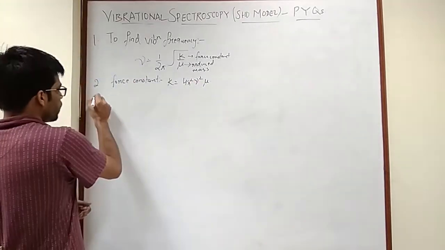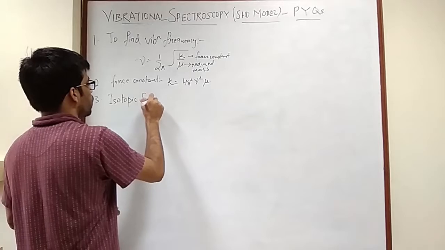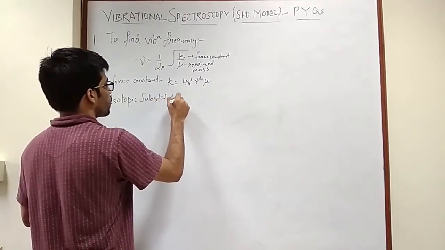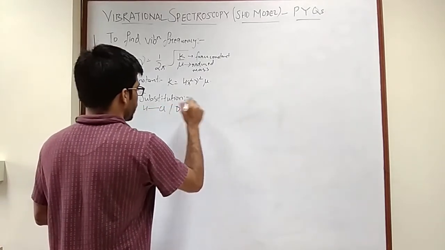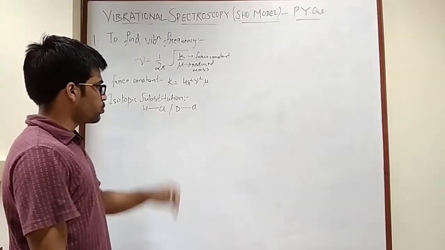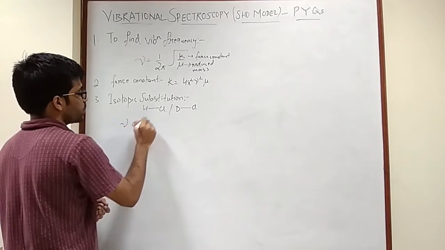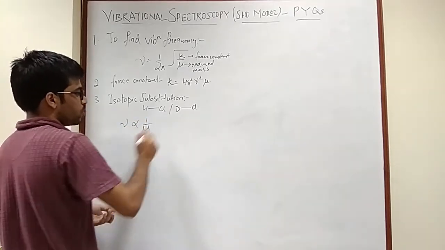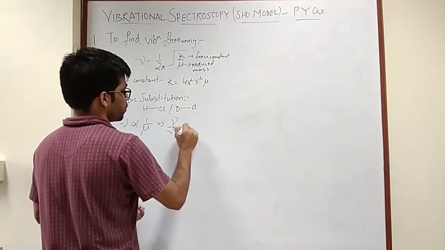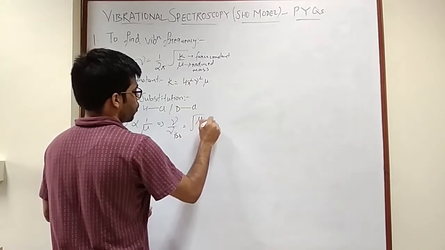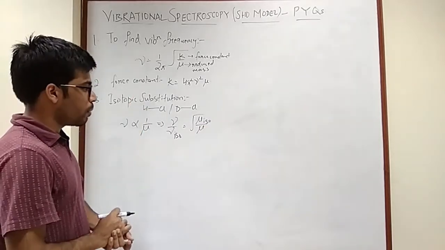Thirdly, you can find isotopic substitution. Suppose you replace HCl by DCl and you want to find what the mass of this isotope is or what effect it will have. From here we can see that nu is inversely proportional to the square root of the reduced mass. So can we say nu by nu iso is equal to under root mu iso by mu. This is for the isotope and this is for the non-isotope compound.